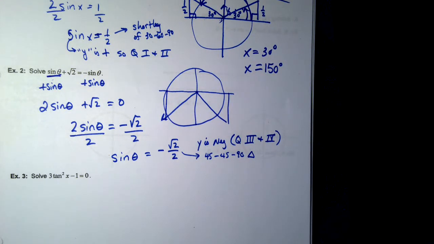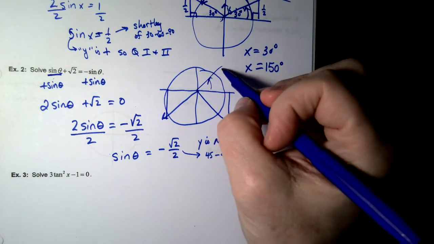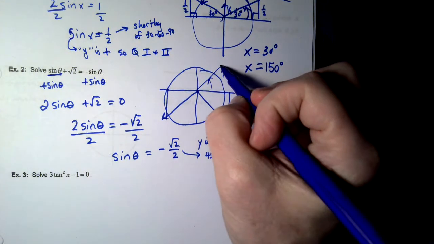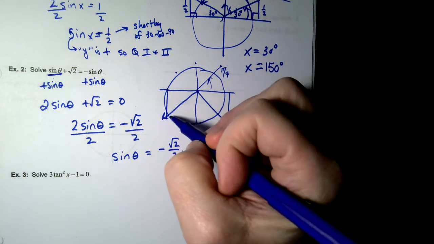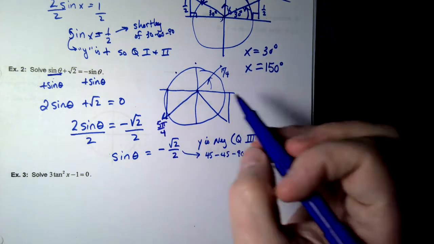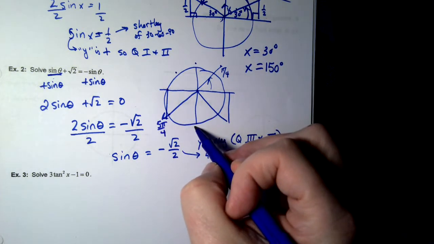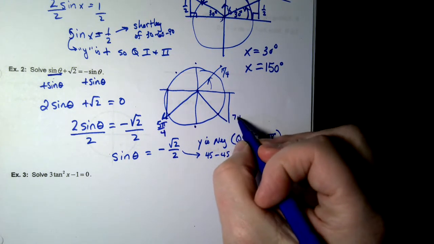They want this in radian mode. So remember, radians, when you're talking about 45-degree angles, that's pi over 4. So it goes pi over 4, 2 pi over 4, 3 pi over 4, 4 pi over 4. So one of the answers is 5 pi over 4. Then it's 6 pi over 4, that would reduce to 3 pi over 2. And then 7 pi over 4.